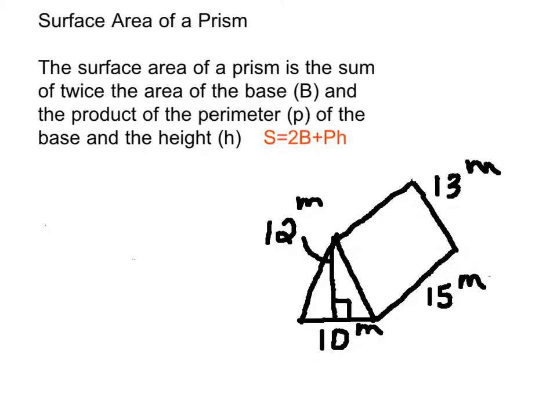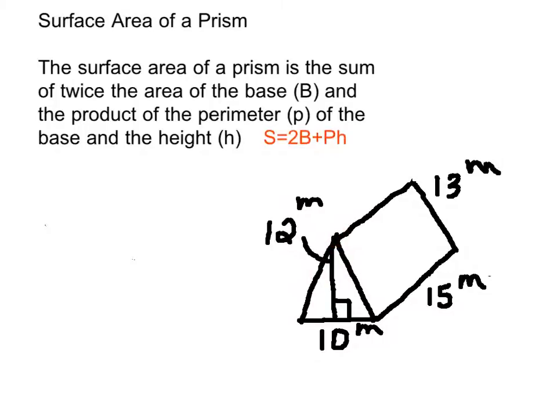And the formula says that the surface area of a prism is the sum of 2 times the base. Now let's make it clear what that is. The base isn't necessarily the face that the prism is sitting on. The base of the prism is the face that names it. So this is a triangular prism.